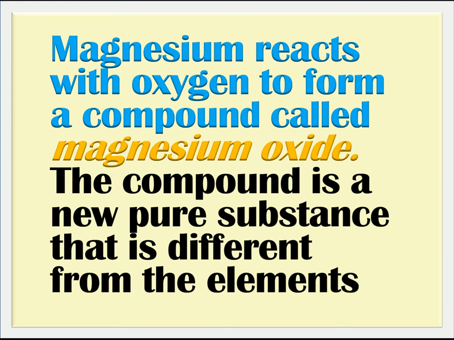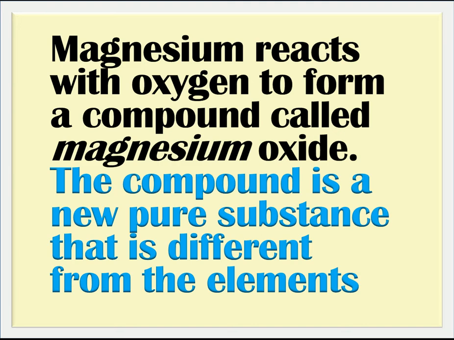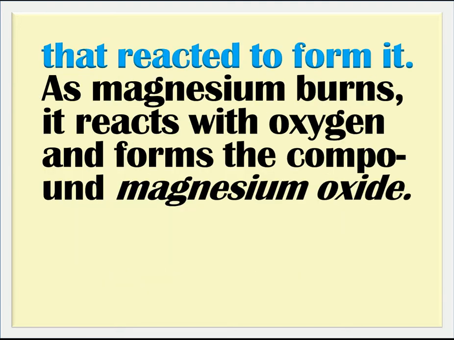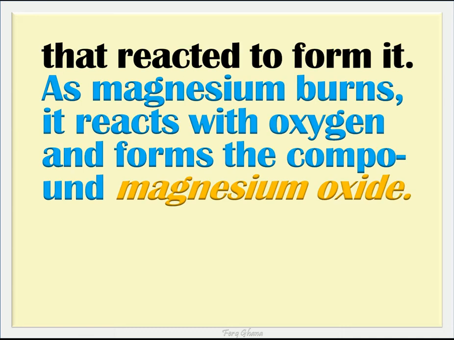Magnesium reacts with oxygen to form a compound called magnesium oxide. The compound is a new pure substance that is different from the elements that reacted to form it. As magnesium burns, it reacts with oxygen and forms the compound magnesium oxide. This figure illustrates burning magnesium.